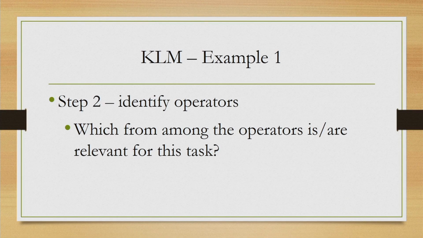In order to do that, we need to follow through these steps. Step 1 here is already taken care of. We have already said the task is to save a file, and we are already assuming that that is one representative task. Now, our objective will be to explain step 2 and step 3, that is, identify and arrange the sequence of operators, and finally calculate the total time. Now, in this case, which from among these 5 operators, namely K, P, B, H and M, are going to be relevant to model this task?